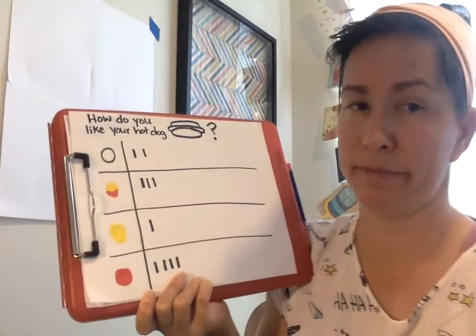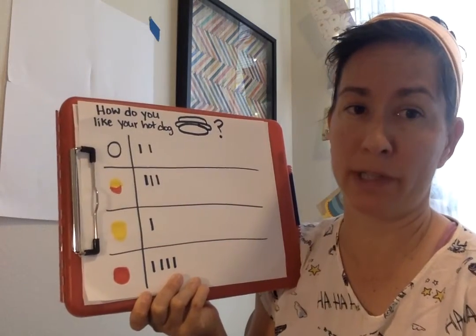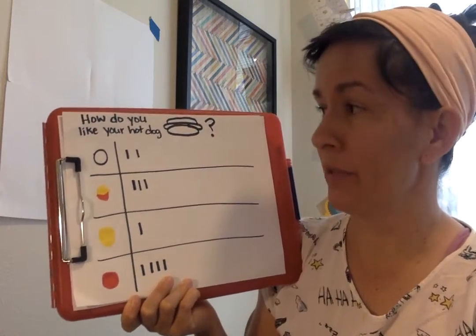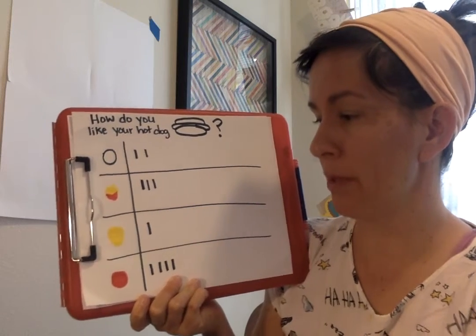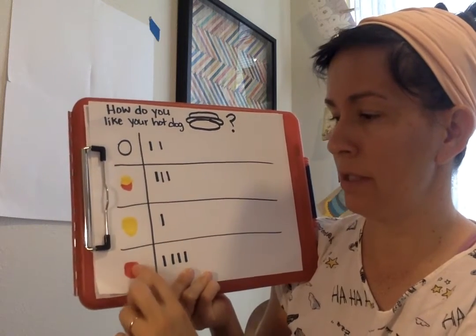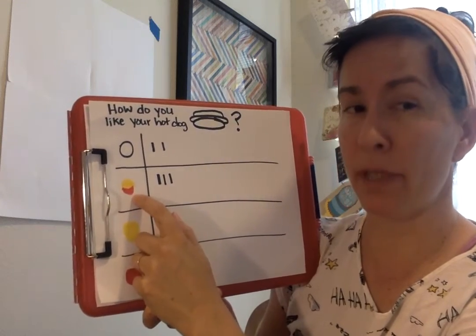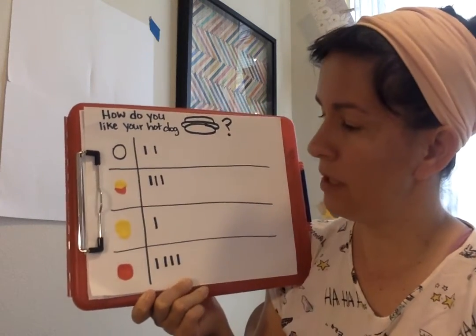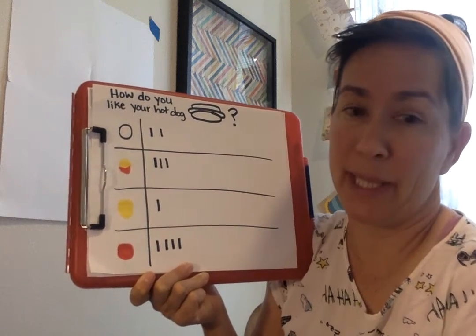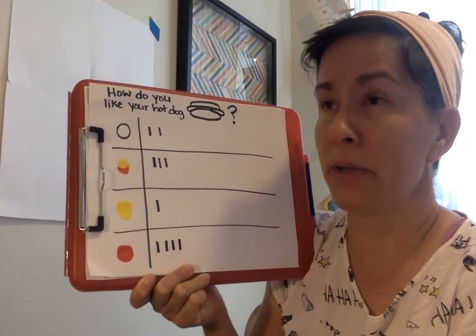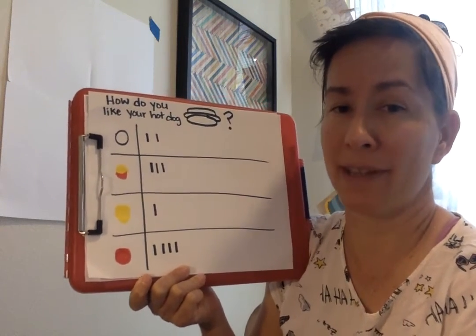Some people like even a lot more, like the works. So that could be added to your graph too. But the people that I asked, they liked ketchup, mustard, sometimes both ketchup and mustard, or nothing. But maybe you'll have someone that likes sauerkraut or relish or different things like that.